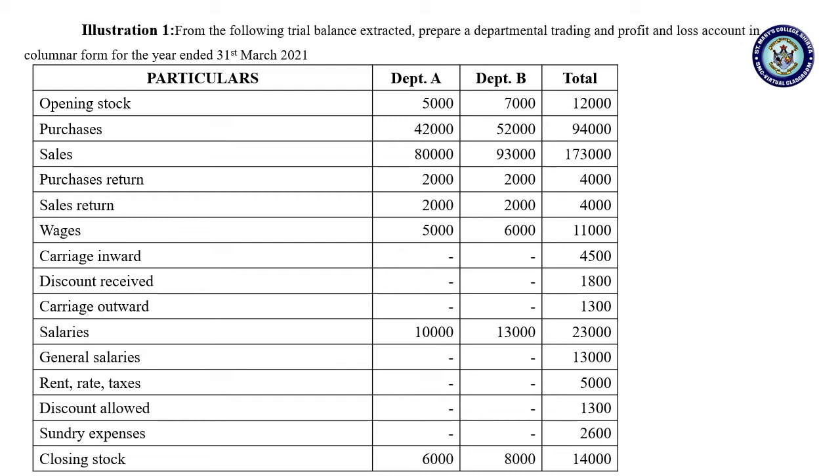Next, closing stock. So stock is always a trading item. Opening stock, debit side, first item. Closing stock, credit side, last item. In trading, not in P&L account, in trading. Trading account ali closing stock, credit side, last item.